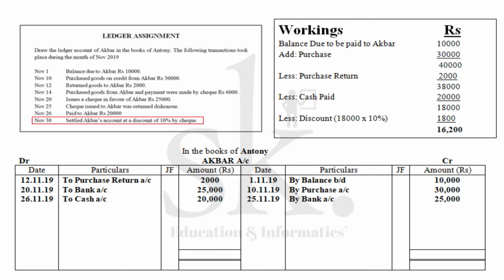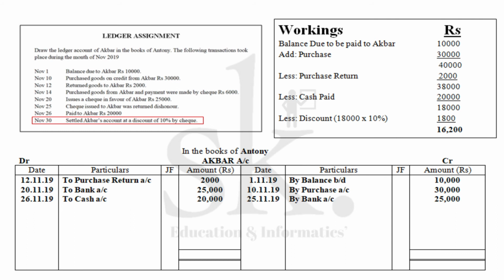So we require to calculate and find out. The balance due to Akbar was 10,000 because that was the balance BD which we had drawn before. Further, we have purchased 30,000. So total due becomes 40,000. Thereafter, there has been a return of rupees 2,000 on 12th of November. Finally, we also have paid a certain amount of cash on 26th of November. So the outstanding amount which is required to be paid is 18,000.